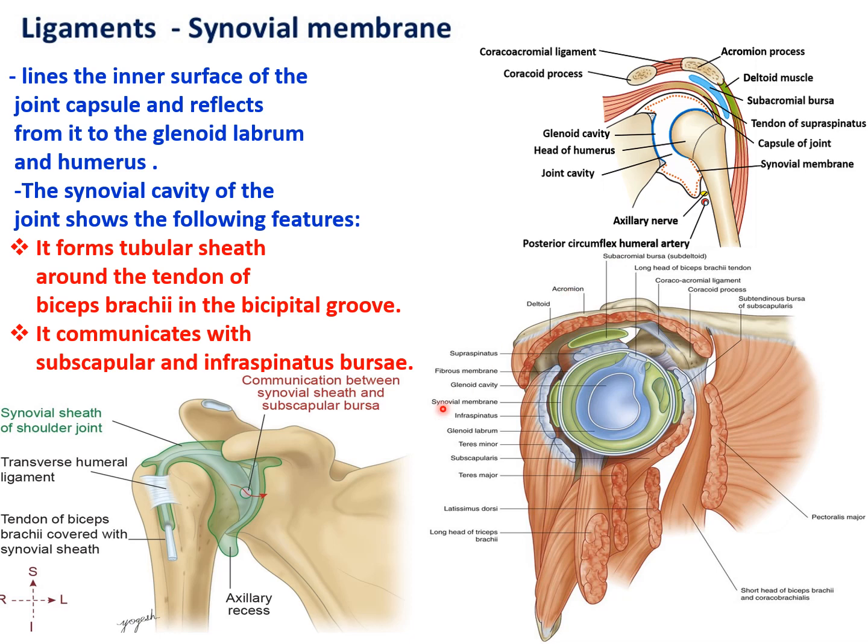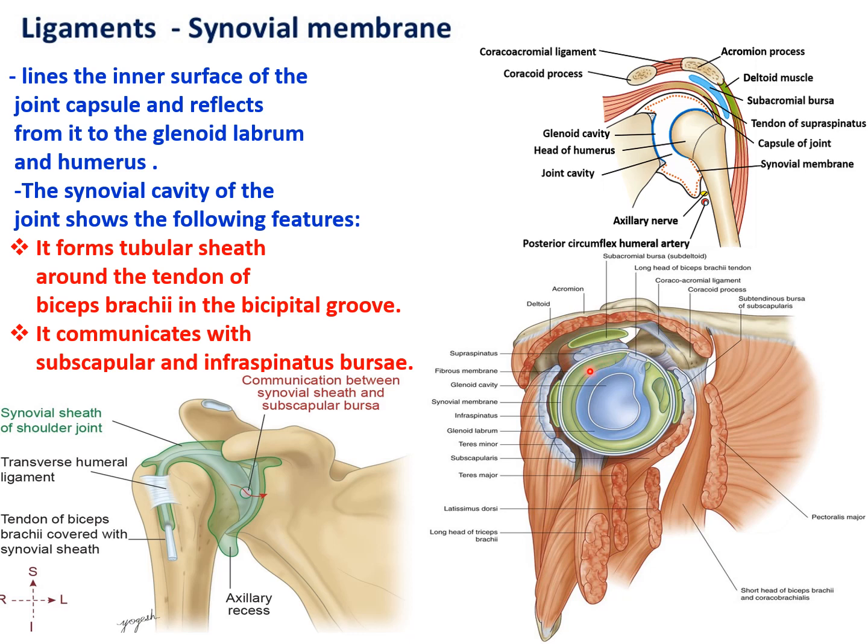It forms a tubular sheath around the tendon of biceps in the bicipital groove, and it communicates with the subscapular bursa. This is a common feature of communication between the joint space and the subscapular bursa, and occasionally it communicates with the infraspinatus bursa also, which is here. This is the infraspinatus muscle.